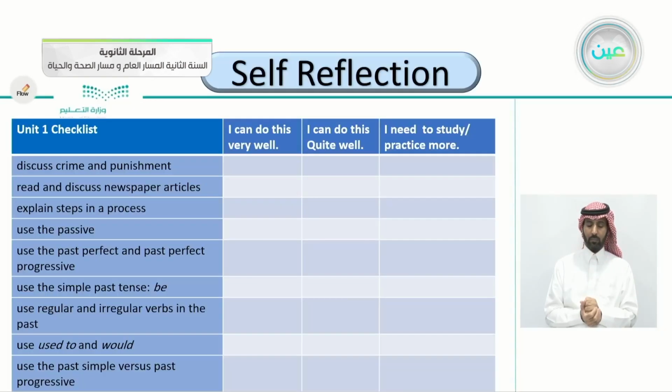Use the past perfect and past perfect progressive. Use simple past tense with be. Use regular and irregular verbs. Remembering the irregular verbs, is it hard for you? Use used to and would, and use the passive. Use the past simple versus the past progressive.